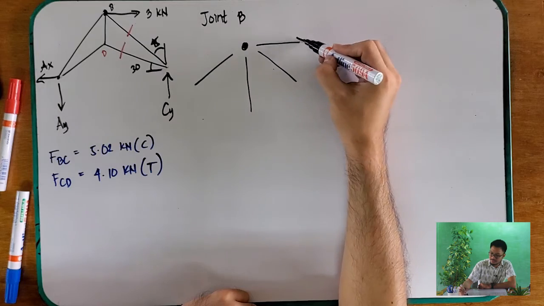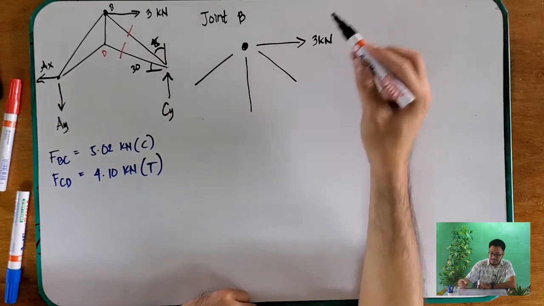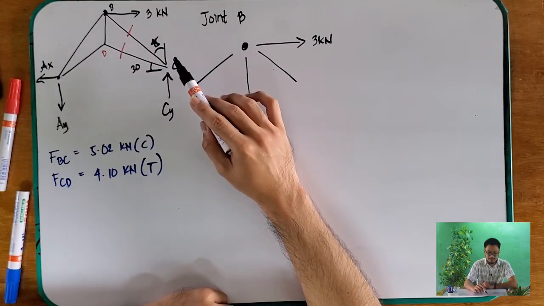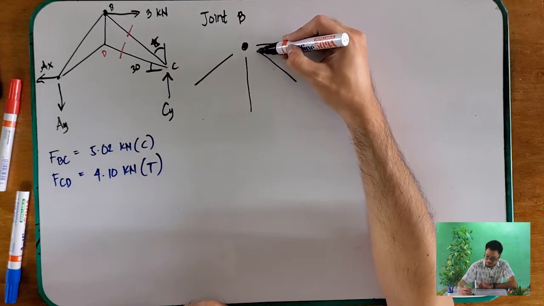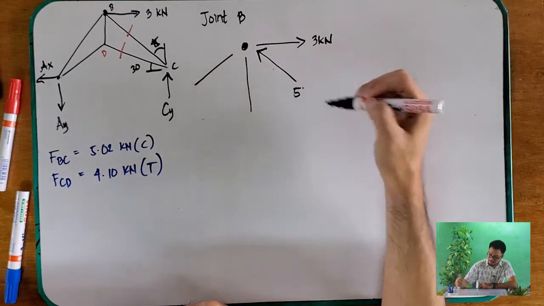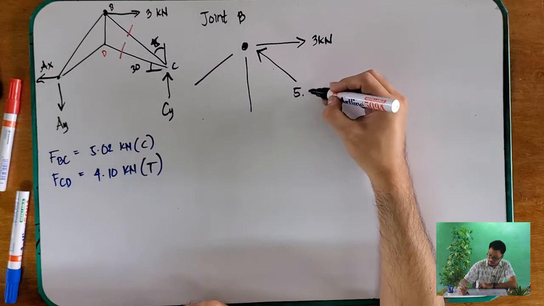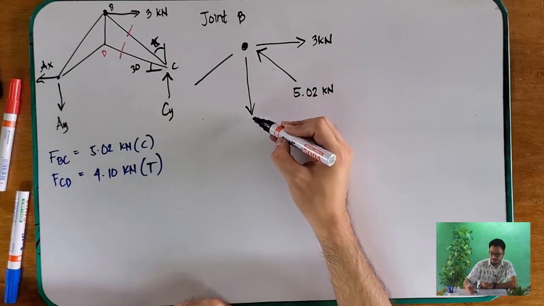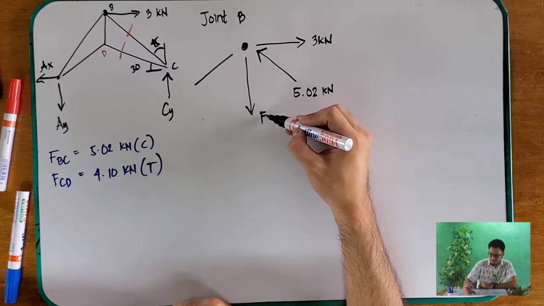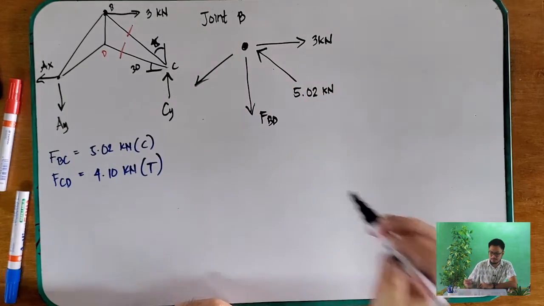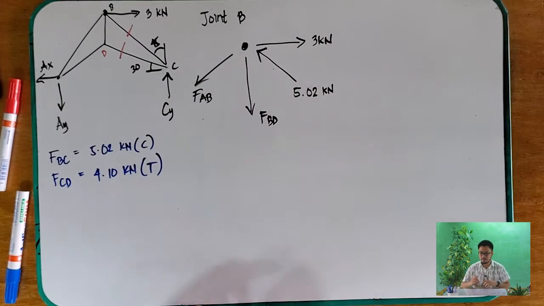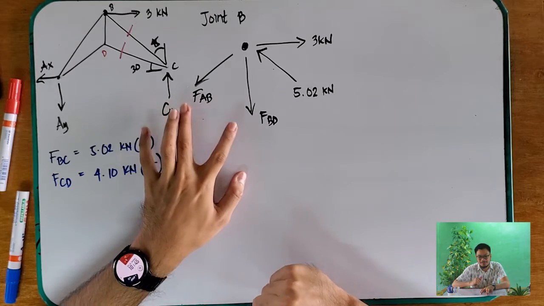Let's draw joint B. So this one is your 3 kilonewtons. And this one is your FCB, which is 5.02 kilonewtons. We learned it is in compression. We don't know this force, so we assume it to be tension, FBD. And this one we still don't know, FAB. Okay? So we have two unknowns, and we can now solve this problem.